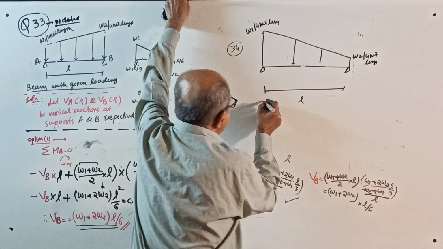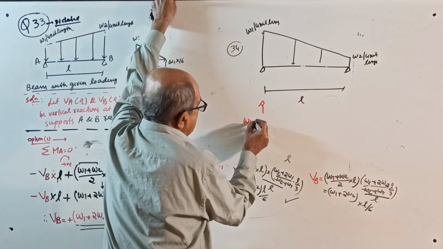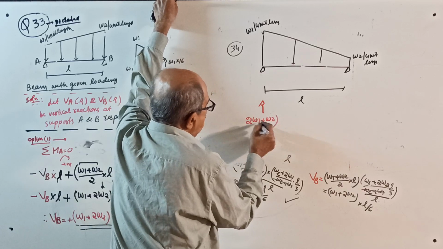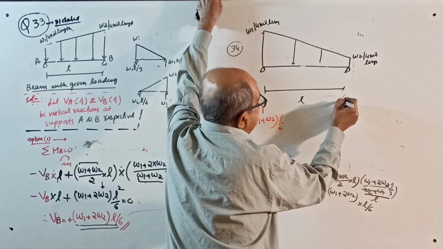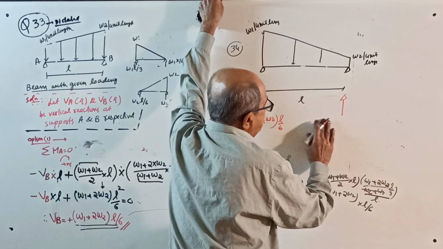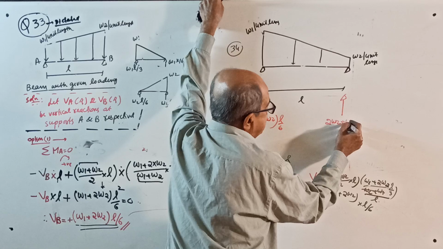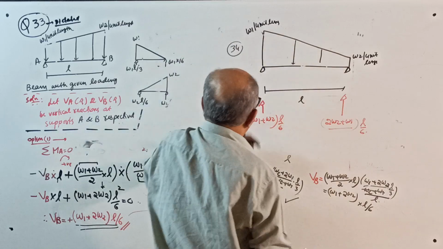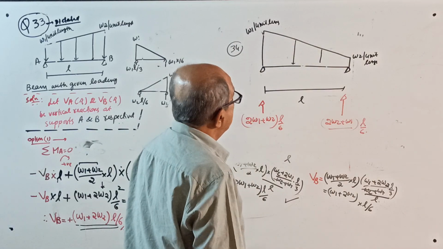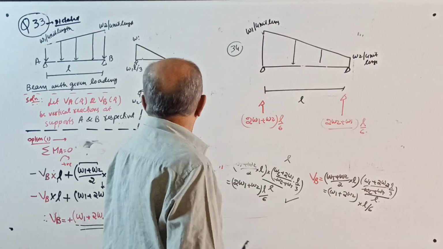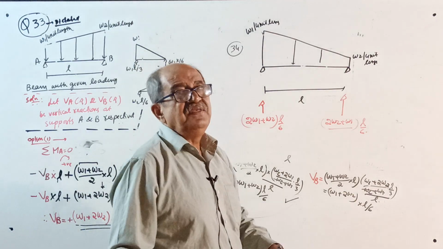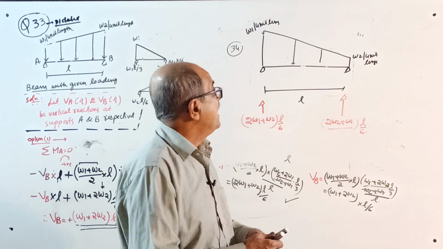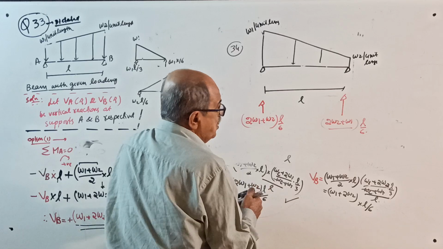See, answer. This reaction is (2W1 plus W2) into L by 6. This reaction is (2W2 plus W1) into L by 6. 2W1 plus W2, 2W2, it's okay. Now, if you solve as a trapezium, it is nothing but copying of previous question. But if you divide into rectangle and triangle, I already told you I should not tell.